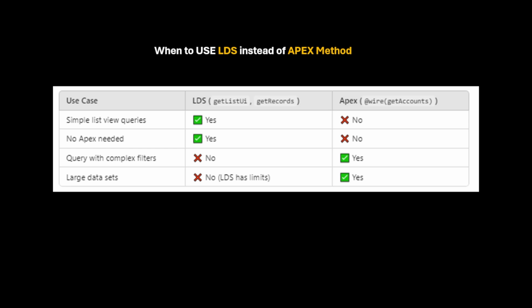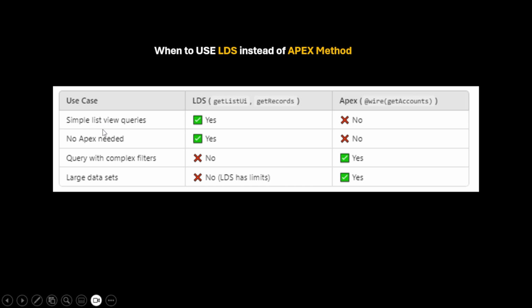Going on to the next slide, the question is when to use LDS instead of an Apex method. We have seen that we can use wire with Apex as well as LDS, and both are giving us the records from Salesforce. So the question is, when do we use LDS, and when do we call an Apex method? This summary will provide you the idea.